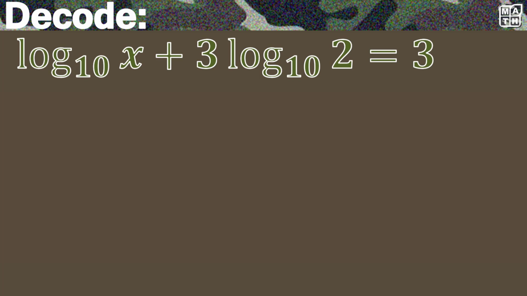Your mission is to decode the value of x for this given equation: the logarithm of x to the base 10 plus 3 times the logarithm of 2 to the base 10, which is equal to 3. We are going to look for the value of x following the important processes and properties of logarithms.